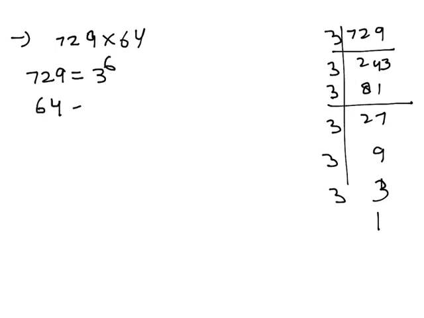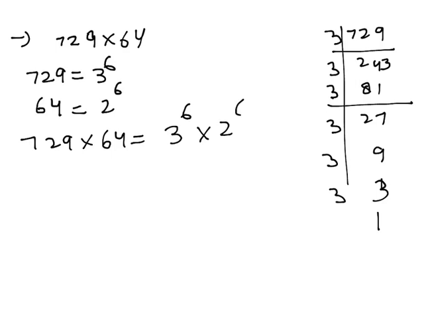Similarly, we know 64 can be written as 2 raised to the power 6. So we can write 729 times 64 as 3 raised to the power 6 times 2 raised to the power 6. Further, here the exponents are the same, so we can write it as 6 raised to the power 6 also. Both the answers are correct.